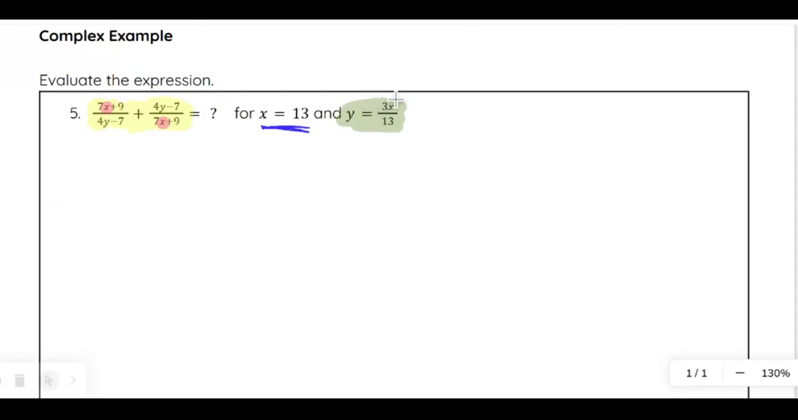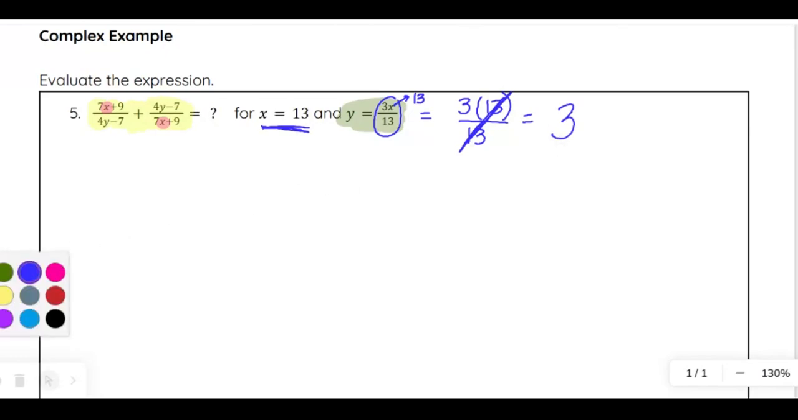So the first thing that I would do is notice that there's a variable in this fraction that represents y, and that variable is x. So that x, I can go ahead and put a 13 in that place. And so that's going to be 3 times 13 divided by 13. You can do 3 times 13 and get 39 and then divide by 13, or you can see that 13 divided by 13 simplifies to 1. And so that just gives us the number 3. So our y value is actually 3. So anywhere there is a y in this problem, we're going to replace that y value with a 3.